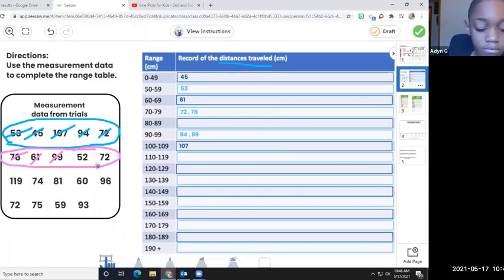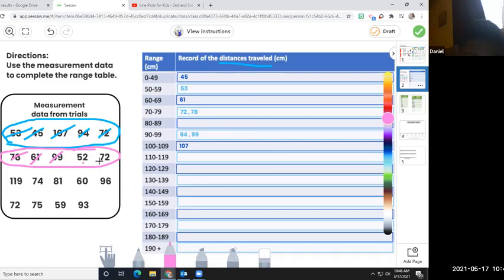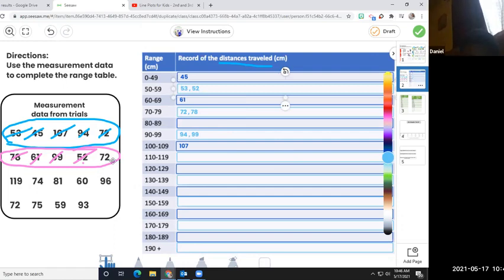So yes, when we have more than one range, we're going to add it in that same list, just like our video showed. We've got 52. Daniel, where is 52 going? 52 goes to the 50 to 59. That is correct, because 52 is between the numbers 50 and 59.